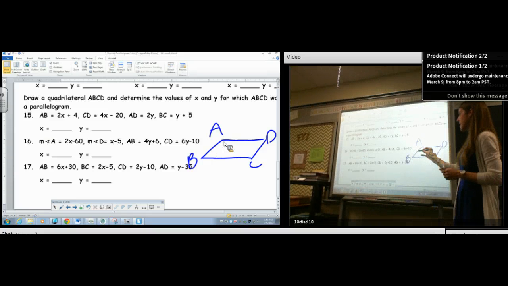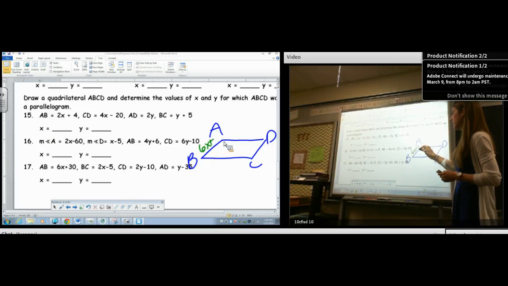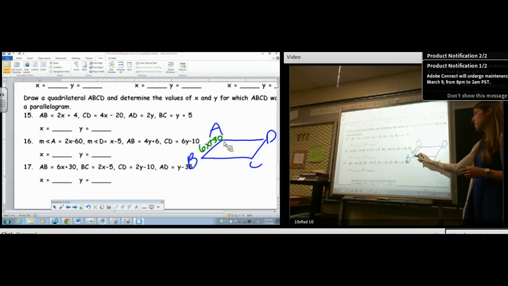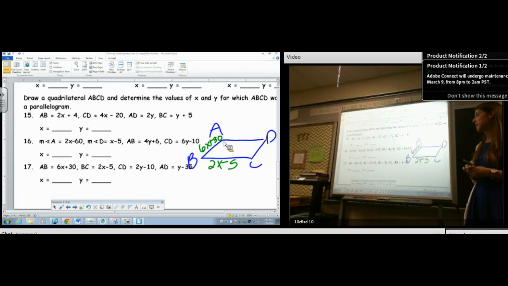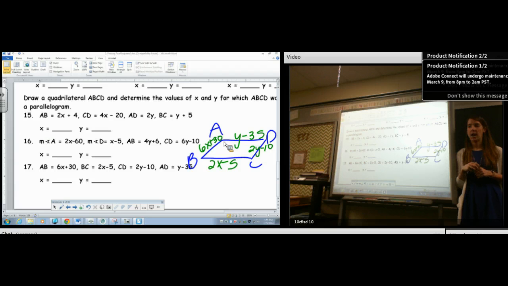A, B is 6x plus 30. I'm not going to do the algebra. I hope you weren't asking about this for the algebra. B, C is 2x minus 5. C, D is 2y minus 10. And A, D is y minus 35. What property are we going to use? Opposite sides are congruent. Unfortunately, I cannot spend a lot of geometry class time doing algebra with you.